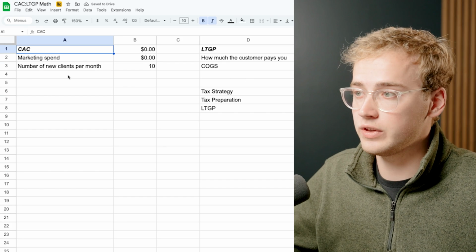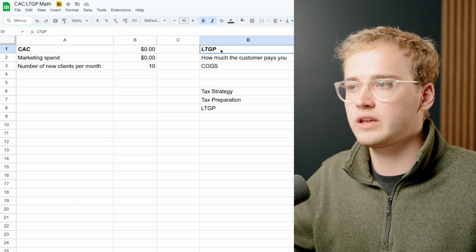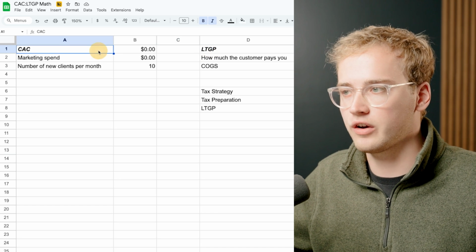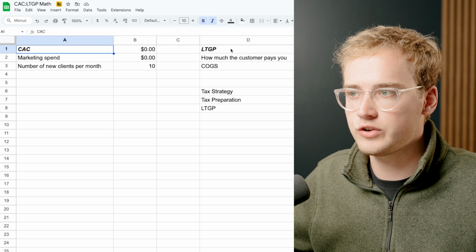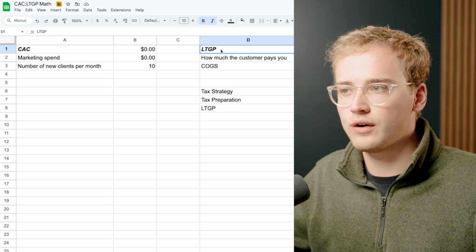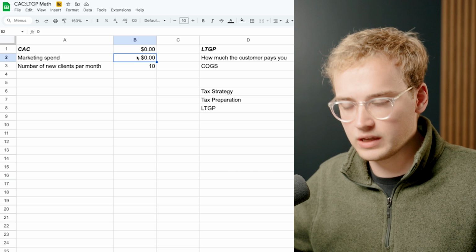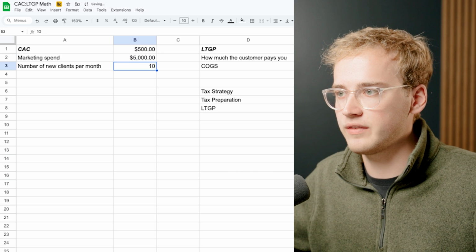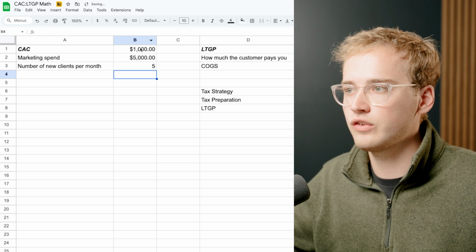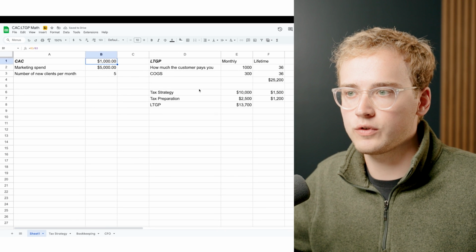Now, the reason both of these KPIs are really important here, CAC and lifetime gross profit, is because this is the difference of what it costs to get a customer versus how much you make from a customer, okay? So this is really your ROI on money spent into growing the business, okay? So for example, let's say I'm spending $5,000 a month and I'm getting 5 new clients, so my CAC is $1,000, and let's take this bookkeeping firm example here.